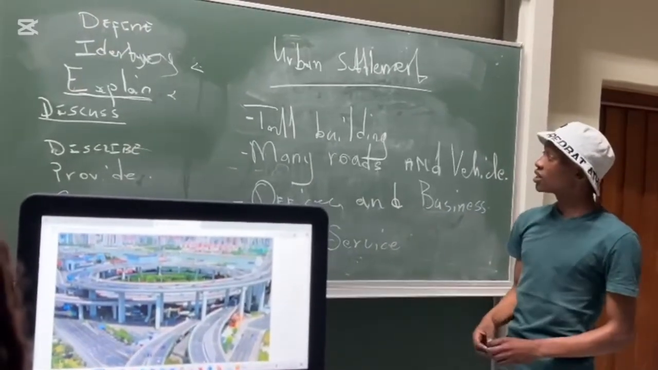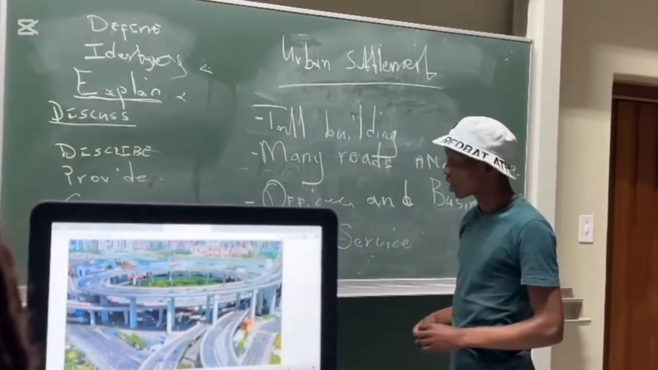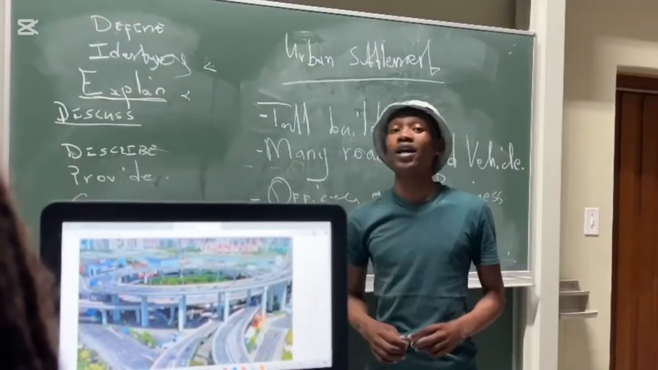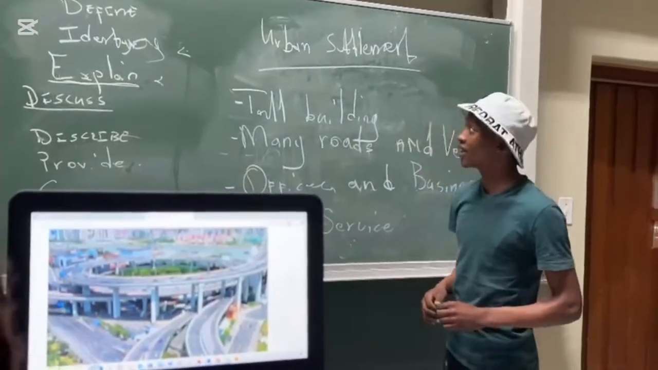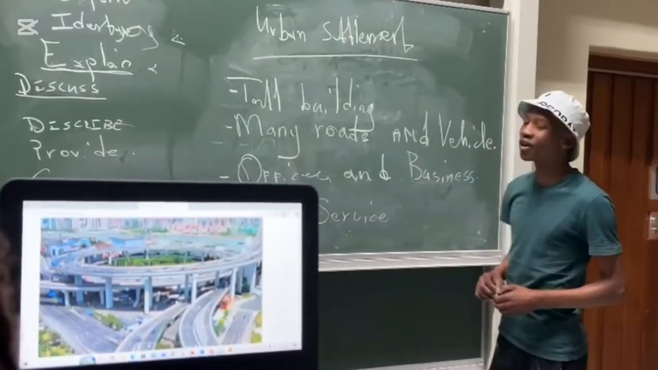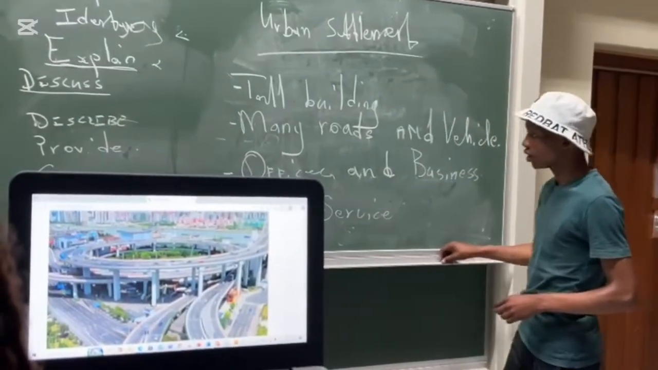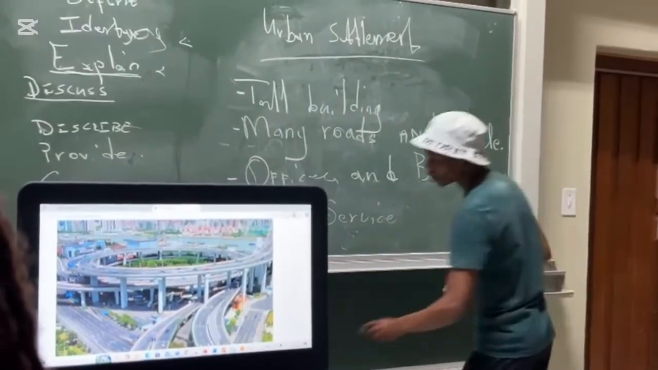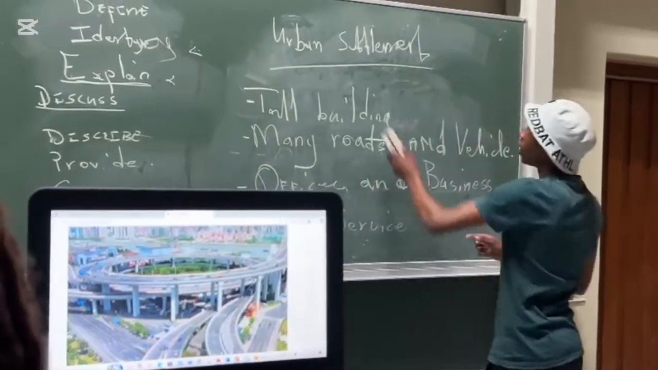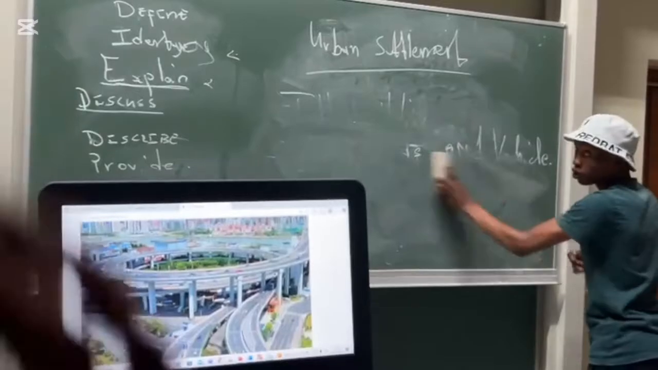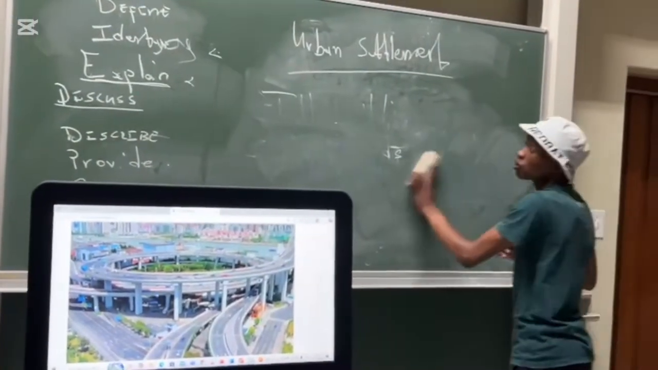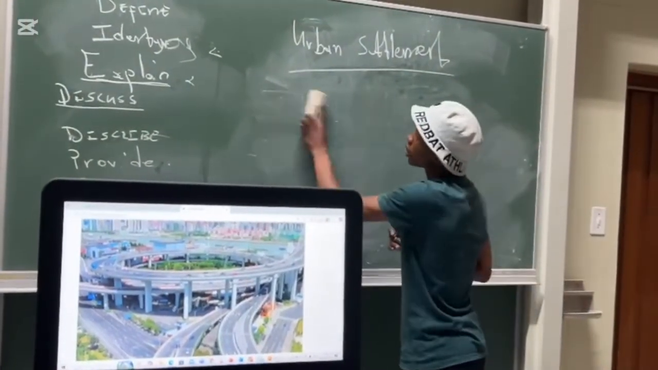Remember guys, since in urban settlement there is a large population, a large amount of people who live there, there is traffic pollution. You will find traffic pollution in urban settlement. Now we are talking about the disadvantages of urban settlement.